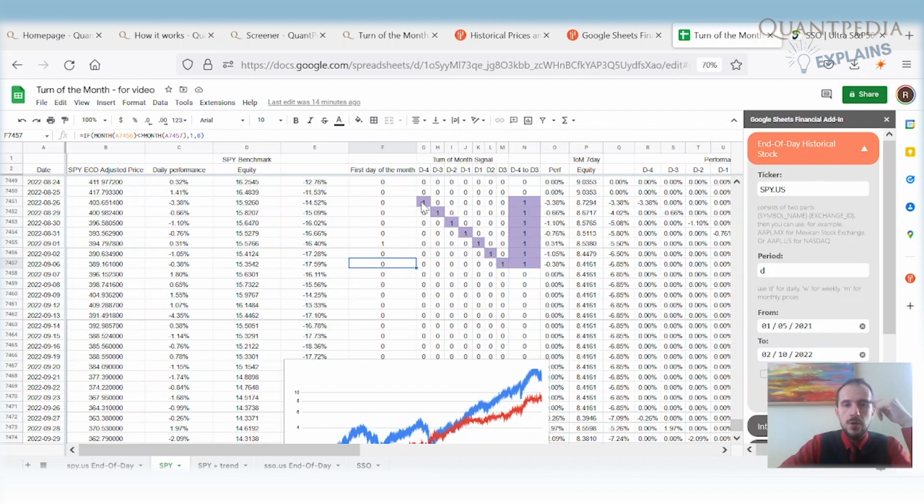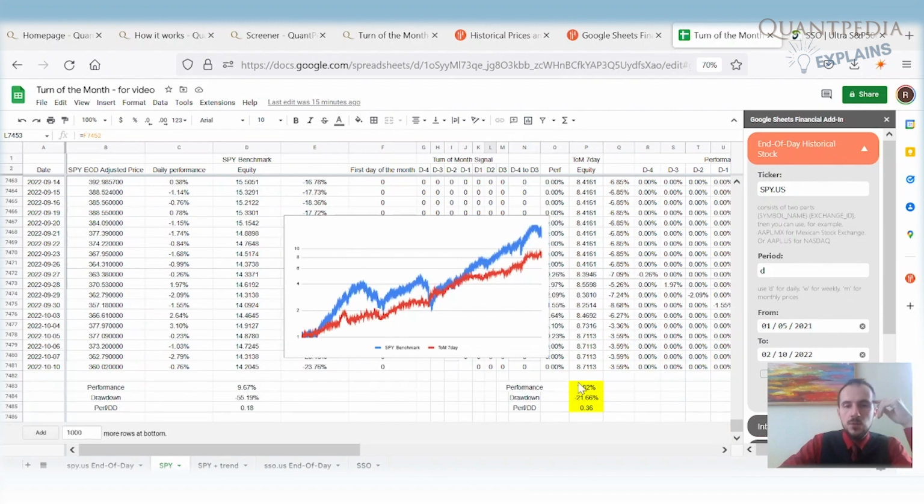So these 4 are the last 4 days of the month, and then the first 3 days of the month. Once we identify all of those days, we will identify the period that starts 4 days before the end of the month and holds until the 3rd day of the new month. And we will hold equities just during these 7 days. And we can check what the performance is. So what is the performance during the turn of the month season, or during these 7 days?